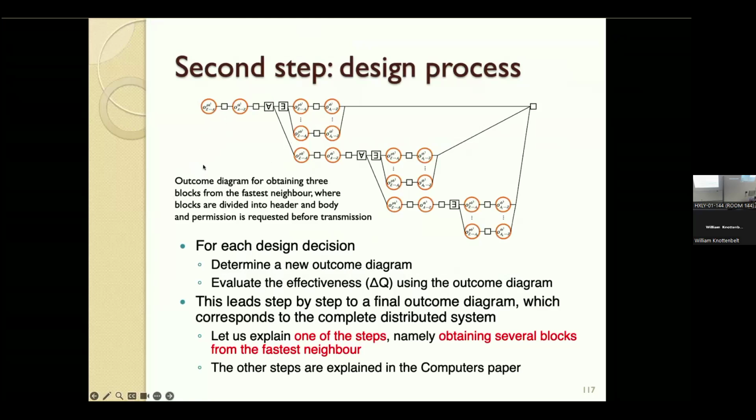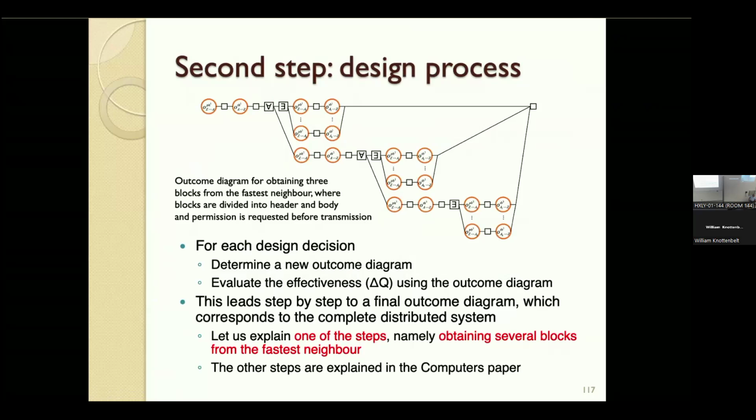So this one, basically the idea is you obtain 3 blocks from the fastest neighbor, you divide blocks into header and body, and you ask permission before each time you do a transmission, okay? So you propagate the header first, and then nodes request the body. Basically they can request the body from anything, because it keeps the body that they request. And then what you're doing is effectively choosing the right speed for the first synchronization.